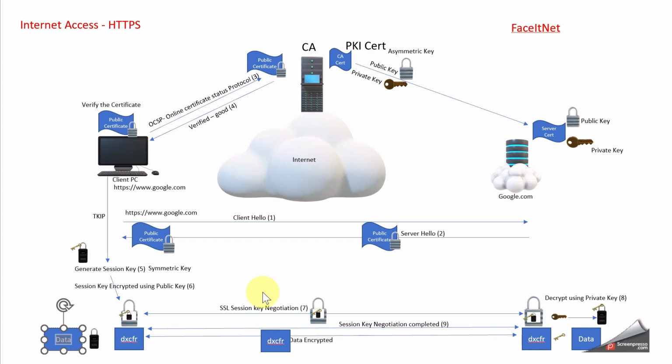Keep in mind, once the session is terminated, these session keys are discarded. If the client machine wants to communicate with the Google server one more time, they will have to regenerate a new session key, which is a pair of keys, and encrypt it using the public key. Then again they will go for an SSL session negotiation, and once the session is negotiated, the communication will start as an encrypted communication. So you can see that for every single session we generate a new session key. That's why HTTPS is more secure than HTTP.